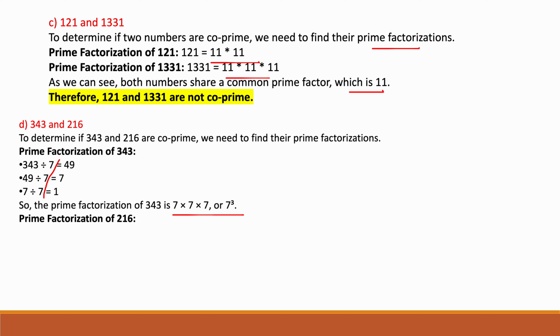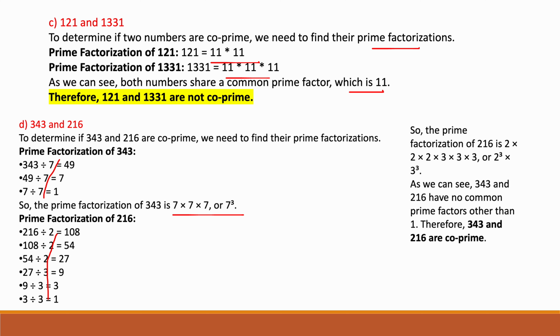Then the prime factorization of 216. 216 divided by 2 is 108. Again, 108 divided by 2 is 54. Then 54 divided by 2 is 27. 27 divided by 3 is 9. 9 divided by 3 is 3. 3 divided by 3 is 1. So the prime factorization of 216 is 2 into 2 into 2 into 3 into 3 into 3. That is 2 cube into 3 cube. As we can see, 343 and 216 have no common prime factors other than 1. Therefore, 343 and 216 are co-prime.